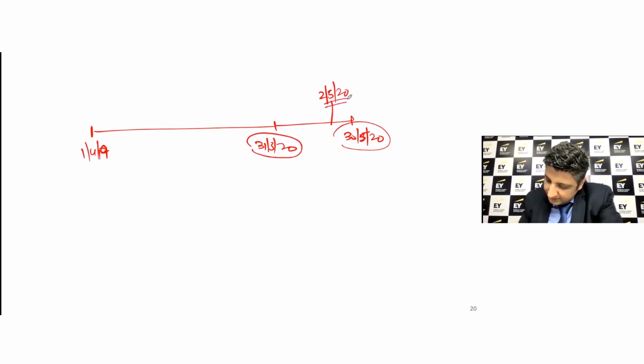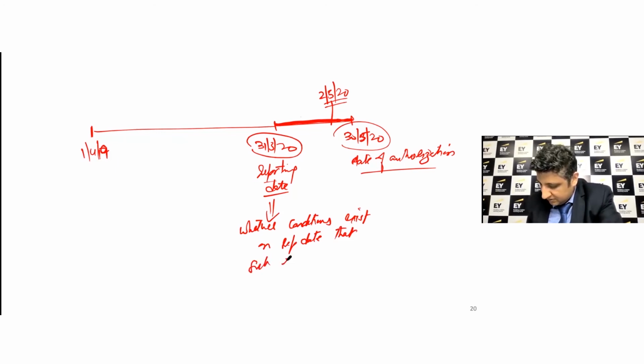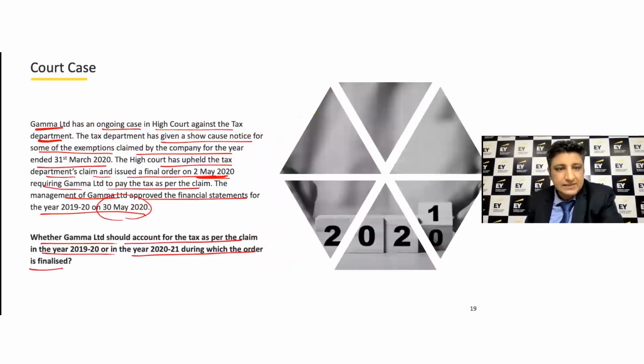Since that event falls between the end of the reporting period and the date of authorization, right? So it essentially is an example of an event after the reporting period. That's the first question. The second question is whether conditions exist on the reporting date that such an event could arise. Of course, it's an ongoing case, right?